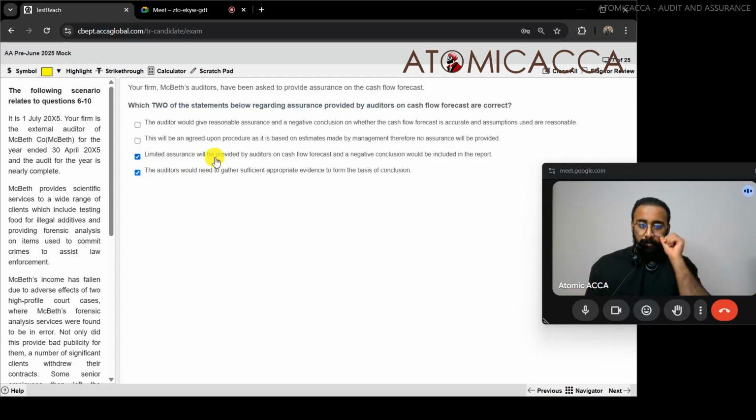Limited assurance will be provided by auditors on cash flow forecast, and a negative conclusion would be included in the report. Limited assurance, we already explained what it is. Negative conclusion, this also we explained what it is. So C is the answer.